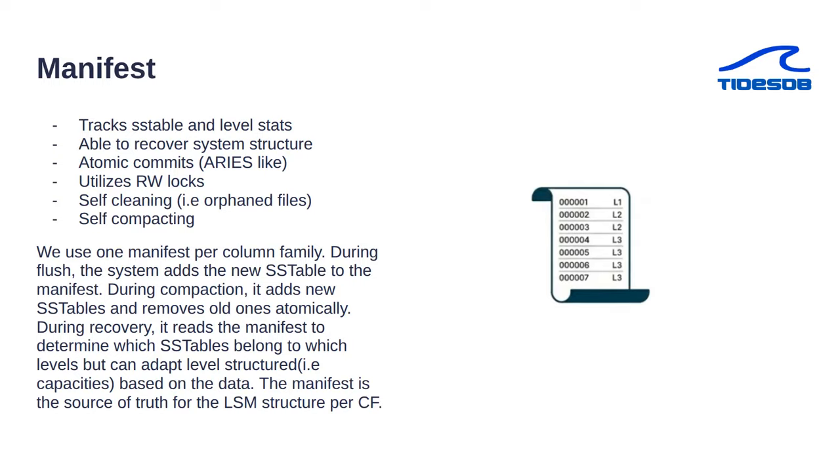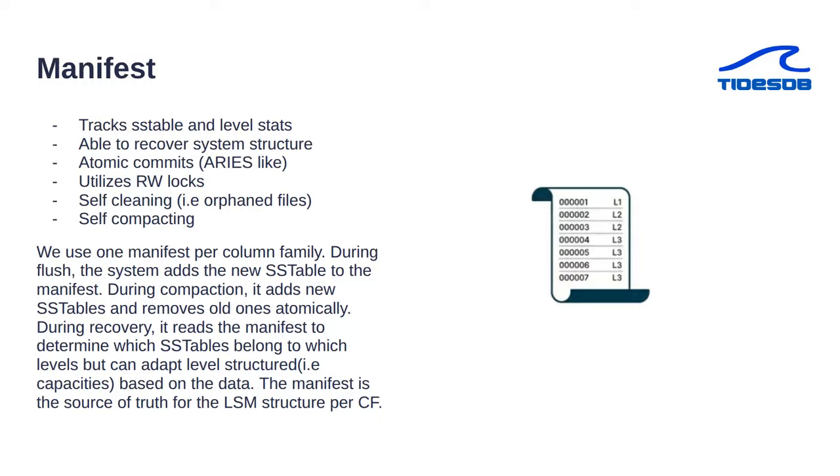TidesDB implements a manifest at each column family level. The manifest is used for tracking SSTable and level details. It assists with TidesDB's recovery of column families. We implement things like atomic commits. It's thread safe, self-cleaning, and self-compacting.